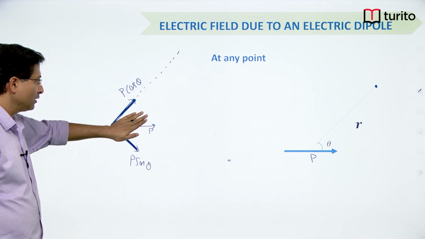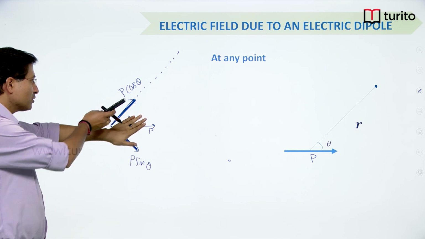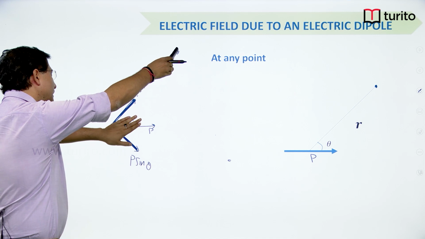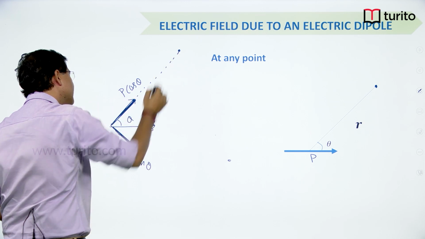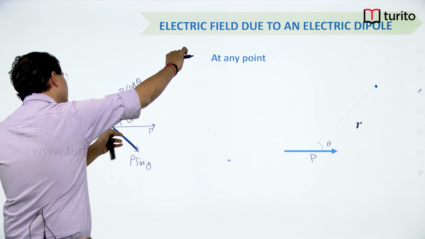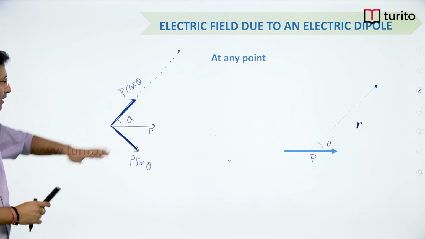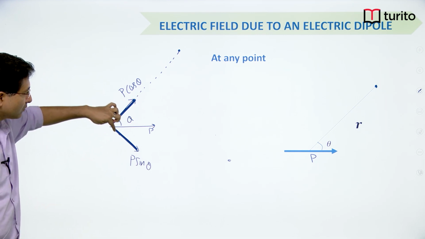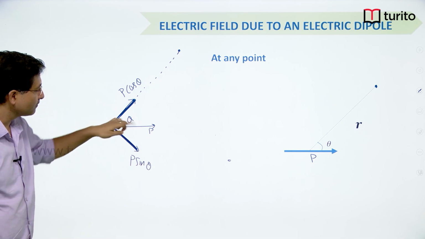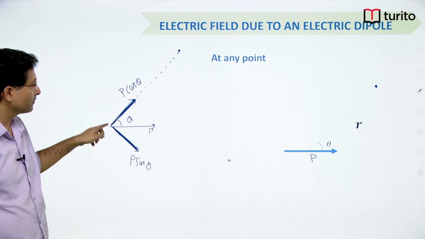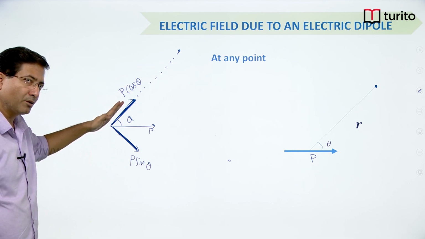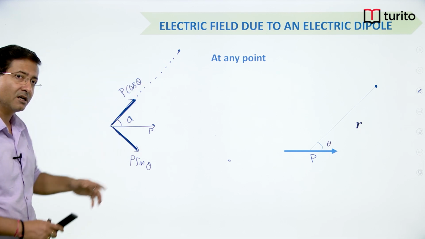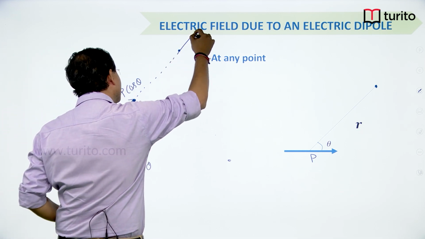So, if I just hide this part, because of this one, this point is the point on the axis of the dipole. So, this point for this dipole is the point on the axis, while if I hide this one, because of this P sin theta, this is the point on the bisector, and we know that for a dipole on the axis, the field is along the direction of the dipole moment.